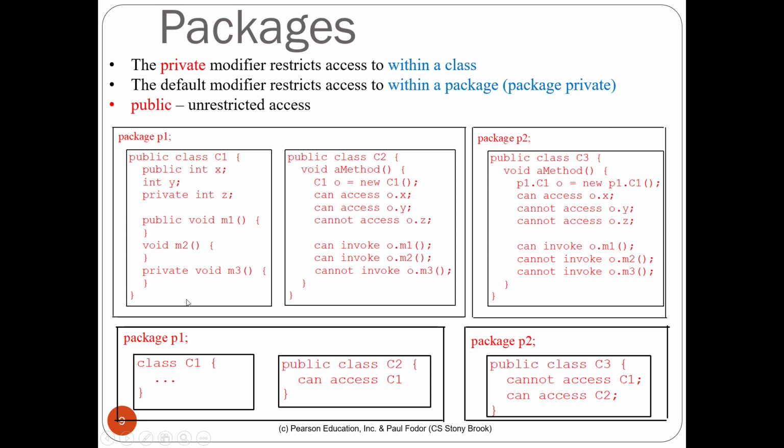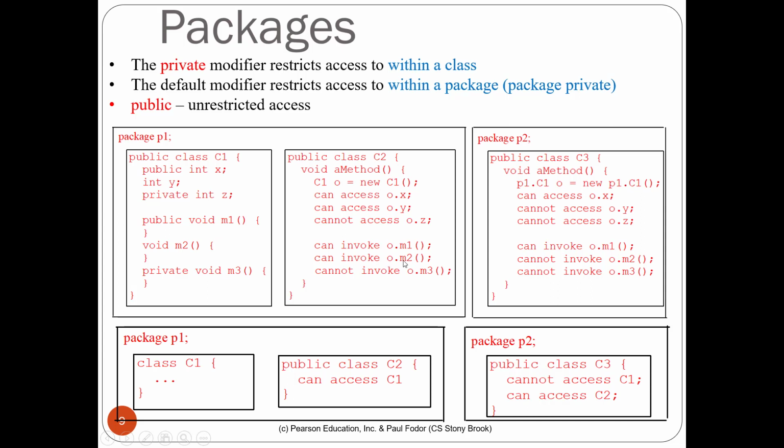Y is package private. In this package I can access Y. Can I access Z? No, you cannot access Z. Why? Z is private. Okay, so how about these methods? For the same reason that I explained here, we can access o.m1, it is public.